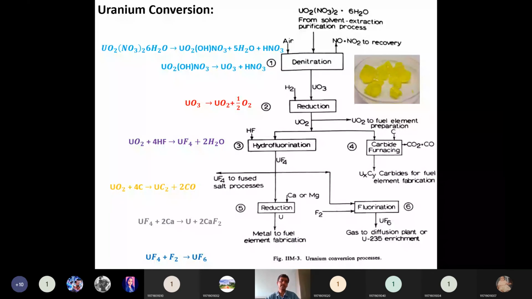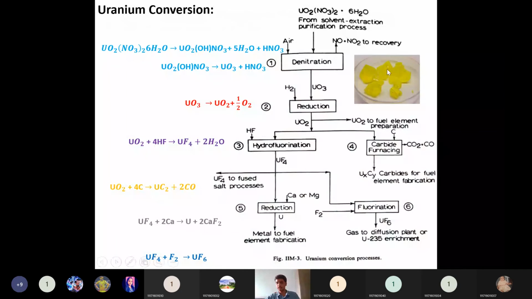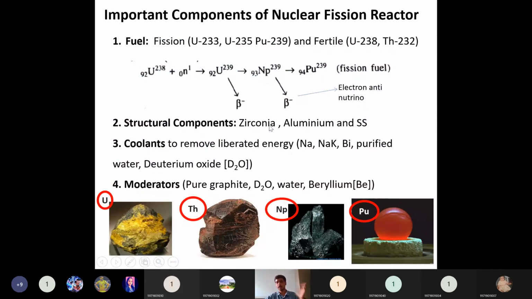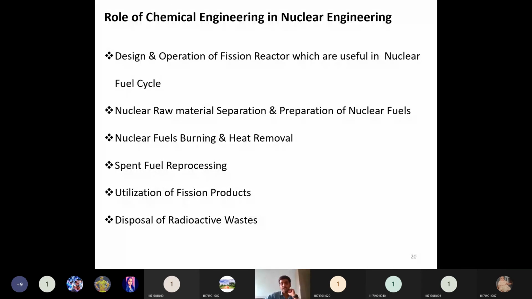Okay, thank you. Then the next and last topic of this part A of unit 1 is the role of chemical engineering in nuclear engineering. So all this, whatever we have discussed now, denitration, reduction, hydrofluorination, carbide furnacing, reduction, fluorination, the nuclear fuel cycle, where is the part of chemical engineering here? What will the chemical engineering candidate do in nuclear engineering? What is his role? To discuss that, there are certain points.